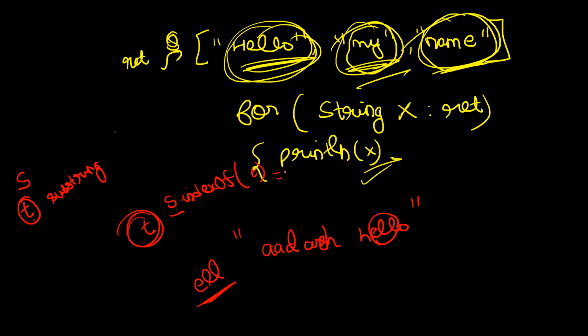And if it gives you a -1, that means ELL is not present in the string, which means it is not a valid substring. But if it is present, indexOf will return the index of the first occurrence. And I know that if there is an index of occurrence of ELL, that means ELL is a valid substring. So I will return true.